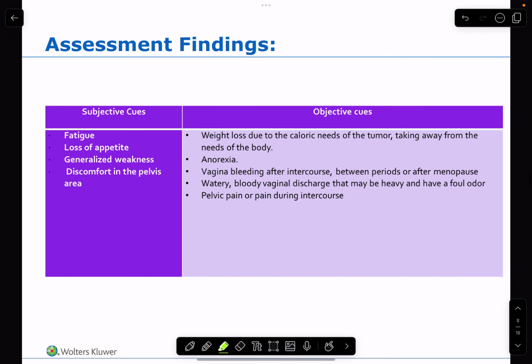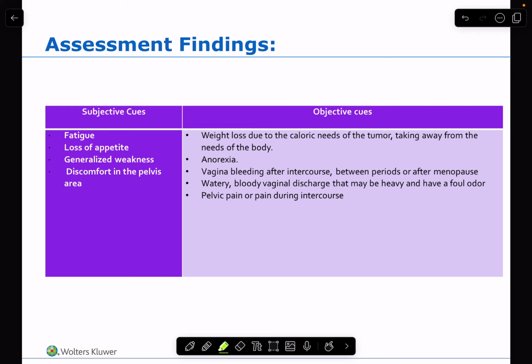Now for assessment findings, the person might feel fatigue. That is the most common subjective complaint of the patient. So mabilis mapagod, nawawalan ng ganang kumain, and of course generalized body weakness or body malaise, and of course pelvic discomfort since there is already an affectation of the pelvic muscles or pelvic walls, no?